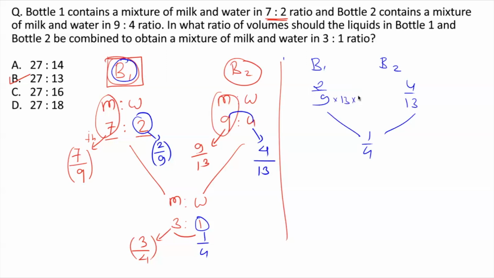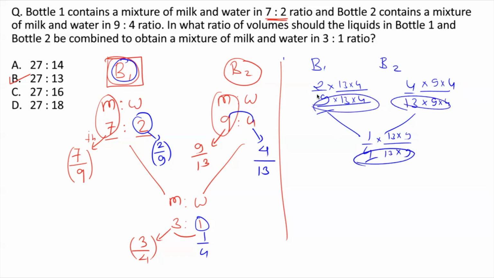So multiplying above and below by 13 and 4 in the first case, the denominator should be same. LCM of 9, 4, and 13. So 13 gets multiplied by 4 and 9, 9 into 4. Even above, we have 9 into 4 getting multiplied. And here we multiply by 13 into 9. Once again, your denominators would get cancelled out. What remains is the numerators. 13 into 4, 52, double is 104 units of water out of the total. Again, 4 fours are 16, 16 nines are 144 units of water in the second bottle, and 13 nines are 117 units of water in the final mixture.